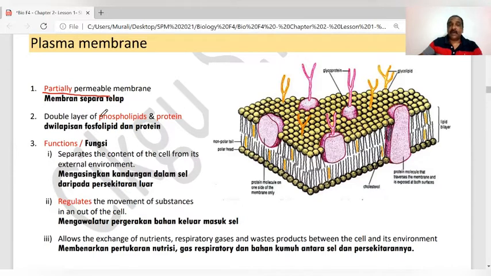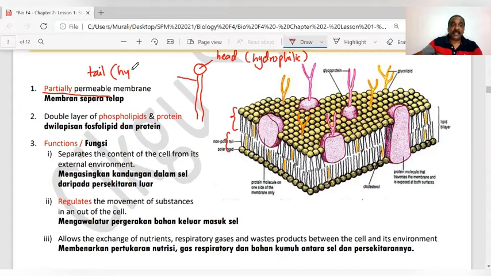It has a double layer of phospholipid and protein. There are two layers. This is the first layer, this is another layer. Each structure here has one head and two tails. The head, we call it hydrophilic. These two are the tails, which are hydrophobic. What's the difference? Hydrophilic means can dissolve in water.